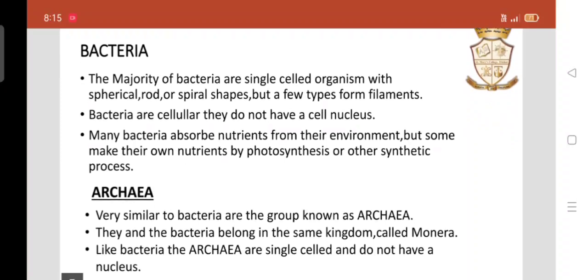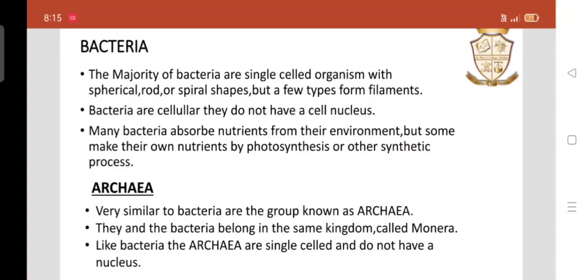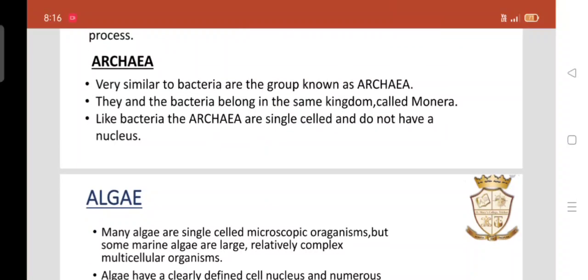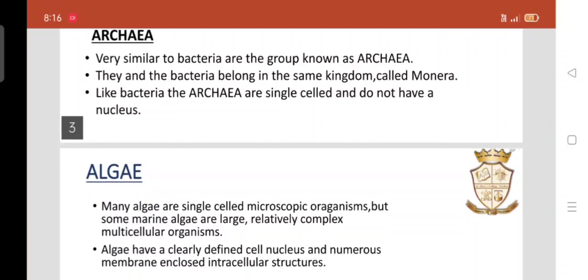Bacteria. The majority of bacteria are single-celled organisms with spherical, rod or spiral shapes, but a few types form filaments. Bacteria are cellular, they do not have a cell nucleus. Many bacteria absorb nutrients from their environment, but some make their own nutrients by photosynthesis or other synthetic process. Archaea. Very similar to bacteria are the group known as archaea, and the bacteria belong in the same kingdom called Monera. Like bacteria, the archaea are single-celled and do not have a nucleus.